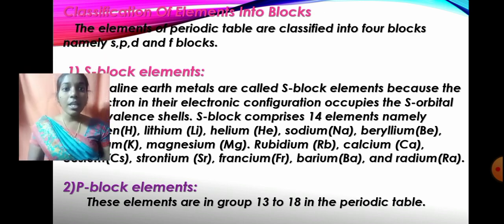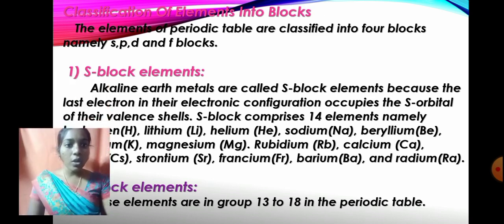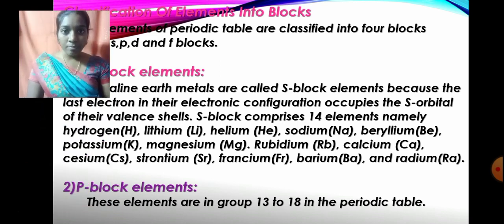Classification of elements into blocks. The elements of the periodic table are classified into 4 blocks, namely S, P, D and F blocks. S block elements. Alkali and alkaline earth metals are called S block elements because the last electron in their electronic configuration occupies the S orbital of their valence shells. The S block comprises 14 elements, namely hydrogen, lithium, helium, sodium, beryllium, potassium, magnesium, rubidium, calcium, cesium, strontium, francium, barium and radium.